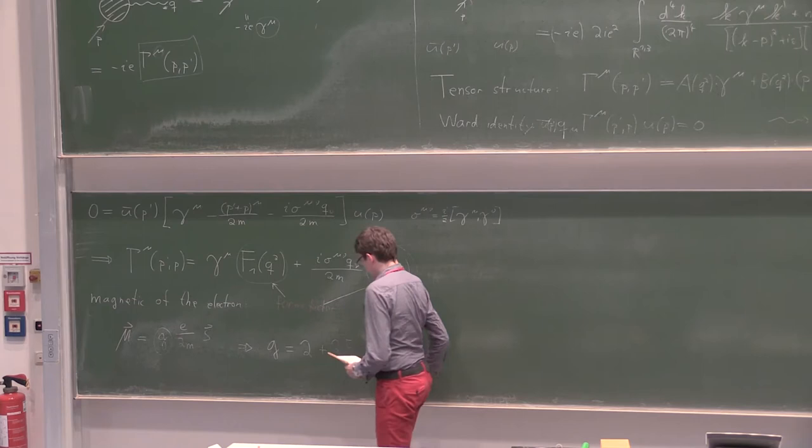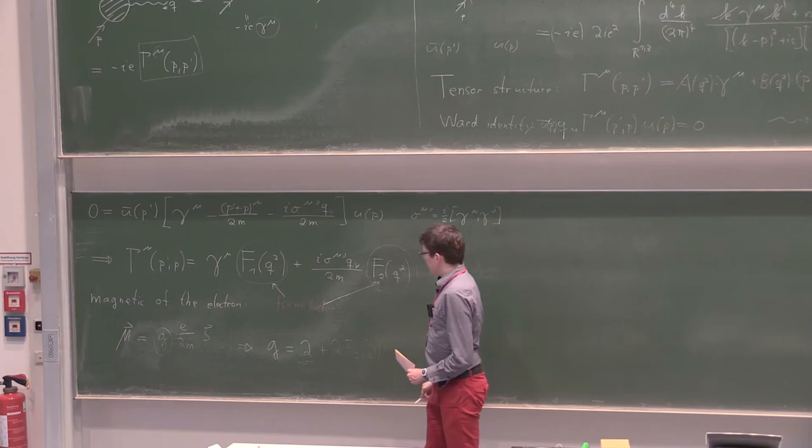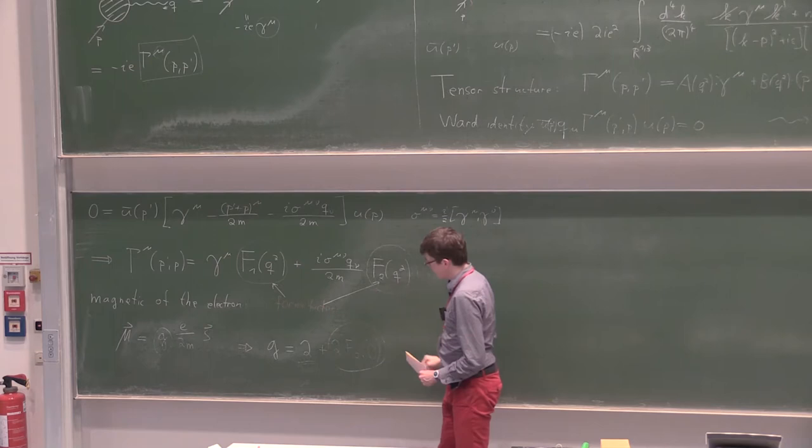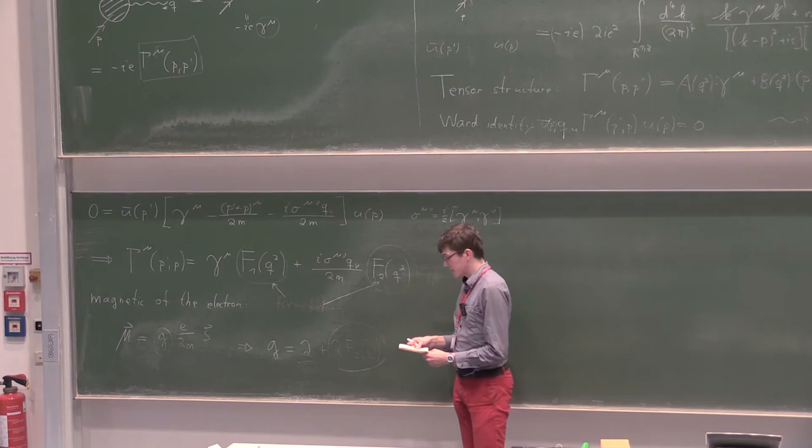Yeah, so this value follows from the Dirac equation. And quantum electrodynamics tells you that there's corrections to this, which are exactly given by this form factor here. So when you can compute F2, then you know what are the corrections to this ratio. Okay. Any questions to that preliminary?